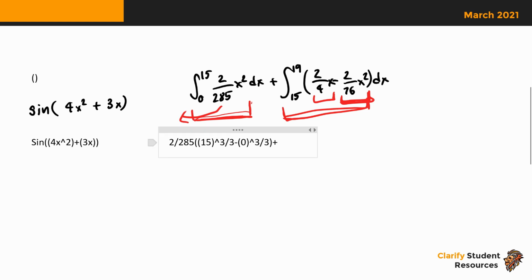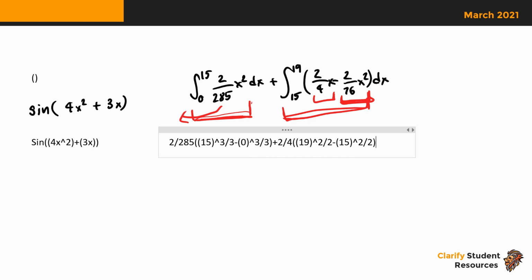As we type that out, we work on the first part, which is just going to be 2 over 4. Remember, always factor out the constants, and because it's x, it's going to become x squared over 2. So that's just going to be squared over 2, and then again subtract squared over 2. Now we just need to plug in the limits for that one, which is going to be 19 and 15.